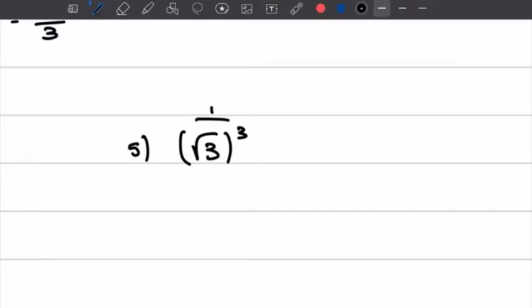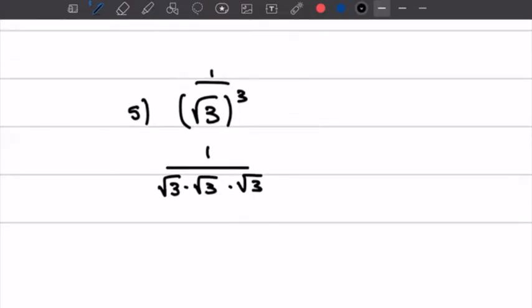1 over root 3 cubed. Now again, if it's squared, you multiply it twice. If it's cubed, you multiply it thrice. So what this basically means is 1 divided by root 3 times root 3 times root 3. Now you know that root 3 times root 3 is just 3. So all this basically means is that it's 1 over 3 root 3.